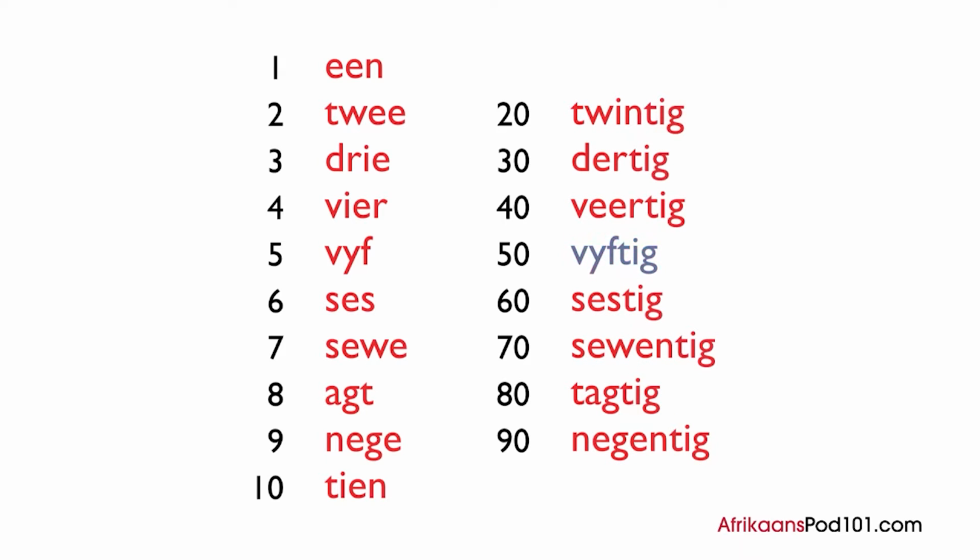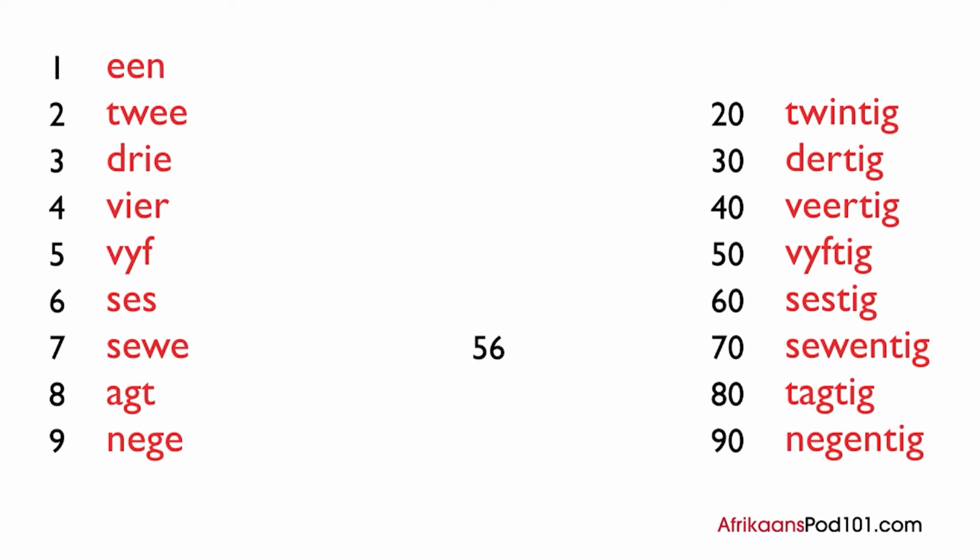For example, 50. It is composed of 5, and tig, 50. Here's another example. 40. It is composed of 4, which is a variation of the word for 4, and tig, 40.